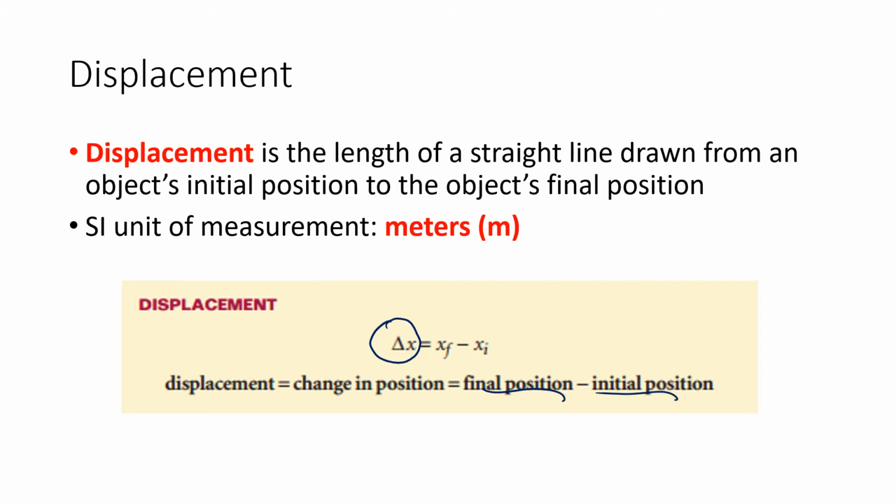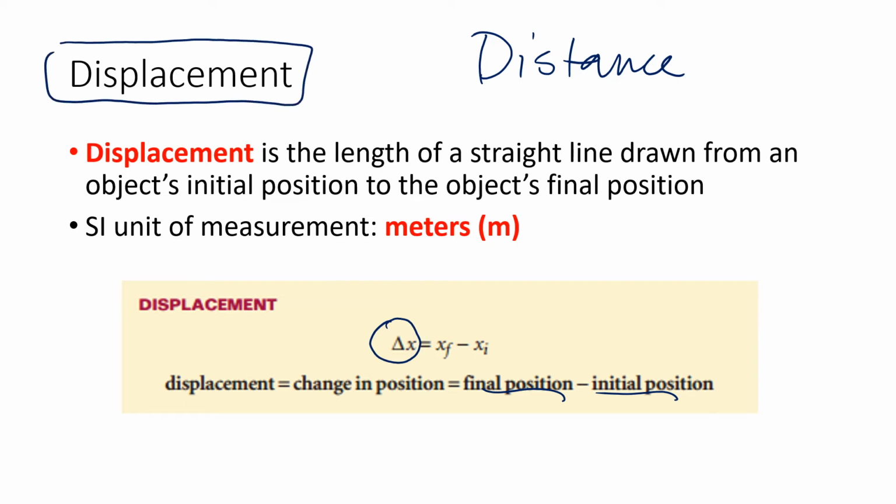Compared to distance, distance is just the amount of meters or centimeters that the person or the object traveled. Displacement, however, focuses on the positions themselves. So the distance can be the same as the displacement, but it's also possible that there are going to be two different values at the end of your problem.